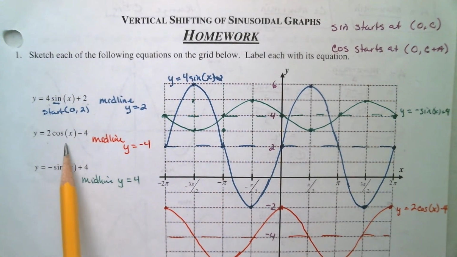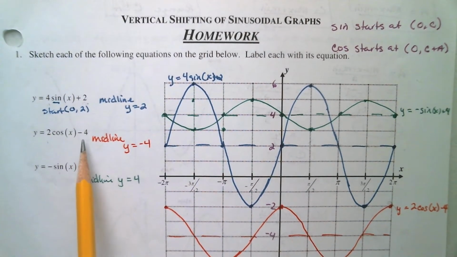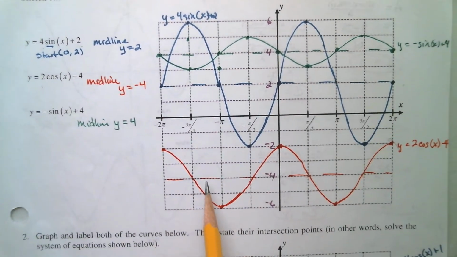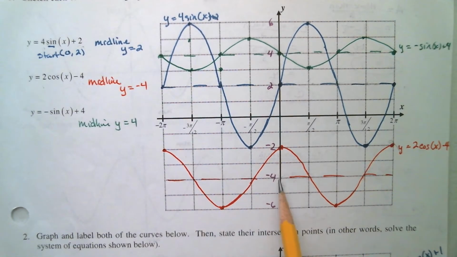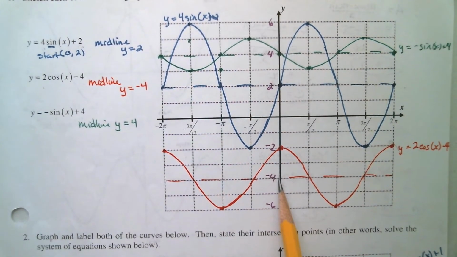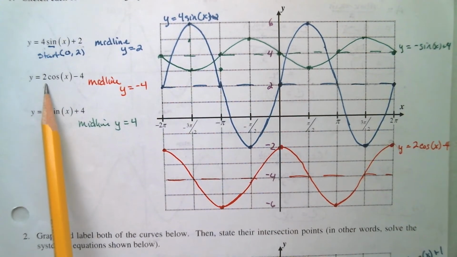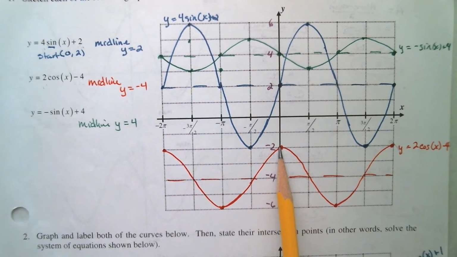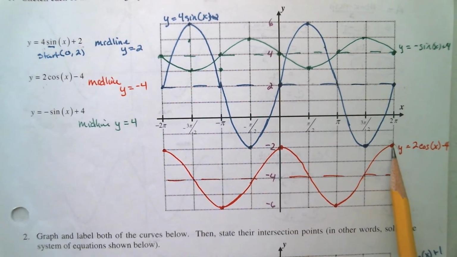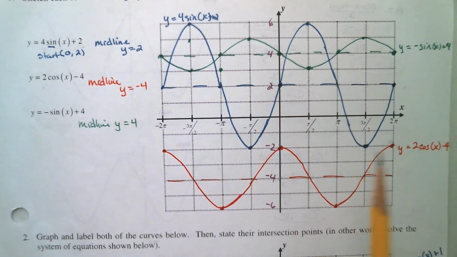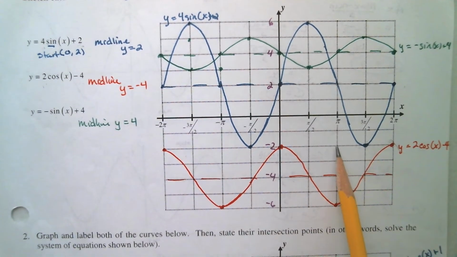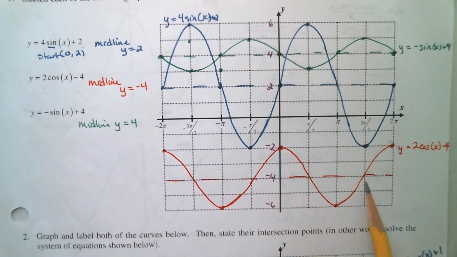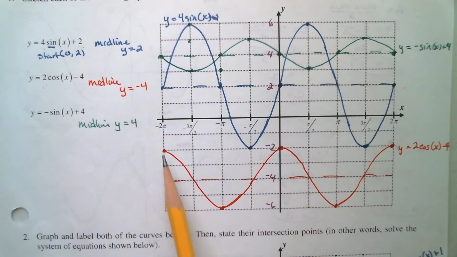In red, y equals 2 cosine x minus 4. So we draw the midline, negative 4. And cosine starts off the midline. In this case, the a value is 2. So I start 2 above the midline. At 2 pi, it's going to be at that same height. And midway between 0 and 2 pi radians, it's going to be 2 units below the midline. And cosine is symmetric with the y-axis. It's even.